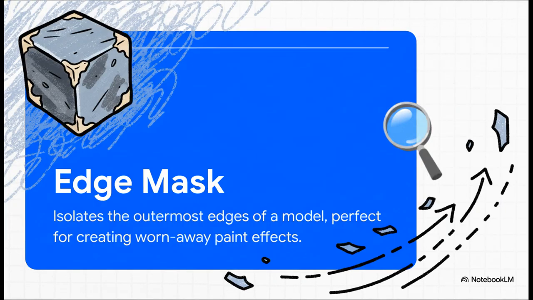Next up is the edge mask. Now, you might be thinking, wait, didn't we just do edges? And yeah, we did, but this one is different. It is laser-focused on finding only the outermost edges of the object. This is absolutely perfect for creating that classic chipped paint effect, where an object's been knocked around a bit.